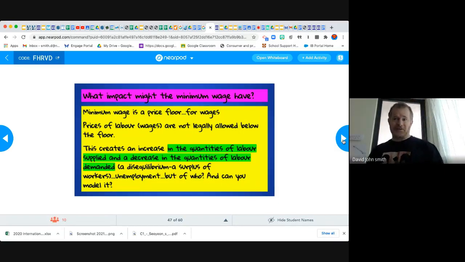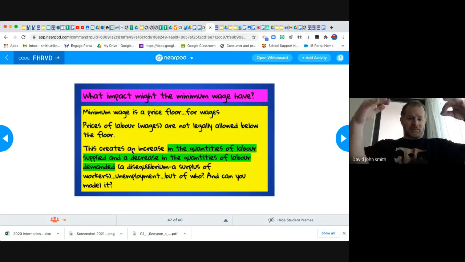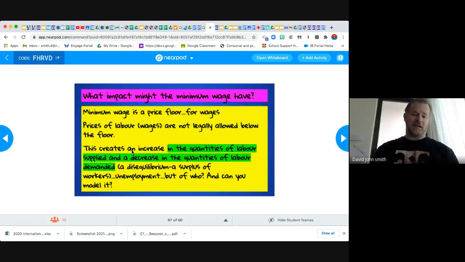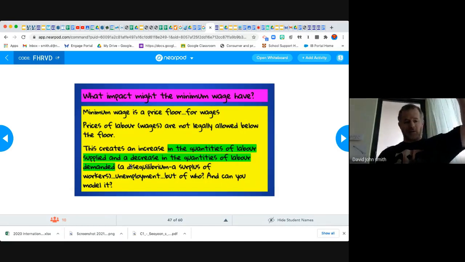Now, if that happens, that's going to be very similar to what we looked at when we looked at price floors in an actual market. We're going to end up with an increase in the quantity of labor supply, because the wage is going to be higher than the equilibrium wage, and it's not going to be allowed to go lower. It will lead to a decrease in the quantity of labor demanded. We see that because the wage will be higher, it'll cost businesses more, so therefore they will decrease the quantities of labor that they demand.